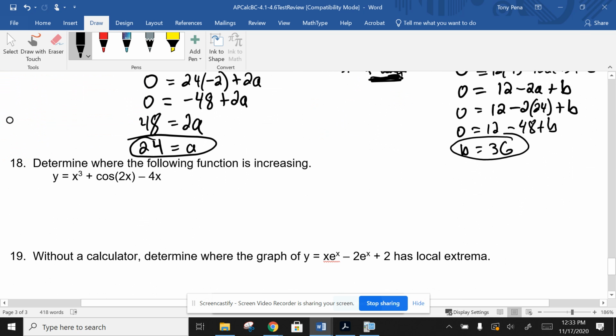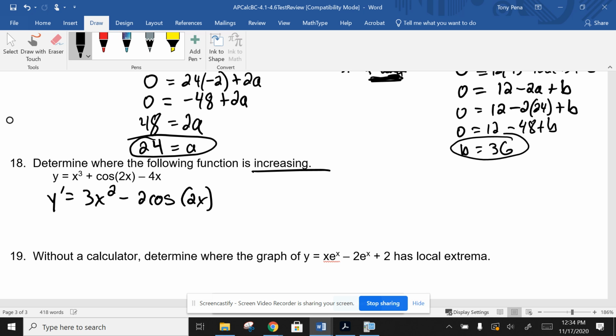Okay, these I'm probably going to, at least this next one, I'm probably going to leave you. We'll get it started. The idea, where is this function increasing, means we need to take the derivative of this. Yeah, that's your next question. And then you look to see if it's undefined anywhere, and it's not.